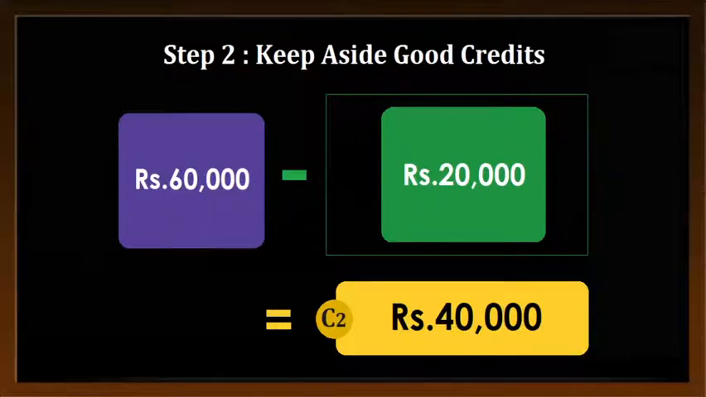Now we need to calculate the balance. What do we call that balance? It is called C2. In the first step we call it C1, in the second step we call it C2. Now what is the balance of C2? C1 balance was 60,000 rupees. From that you deducted 20,000 rupees, that is good credit. So now you are left with the balance, that is 40,000 rupees.